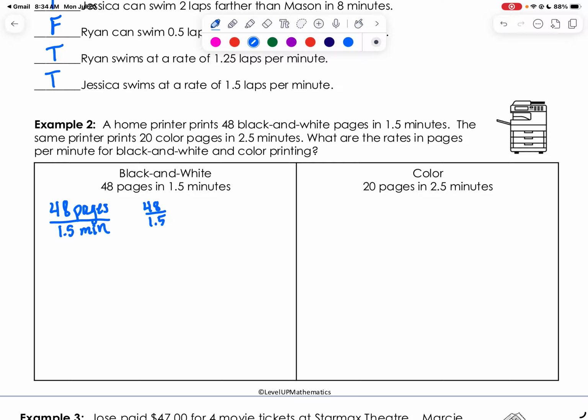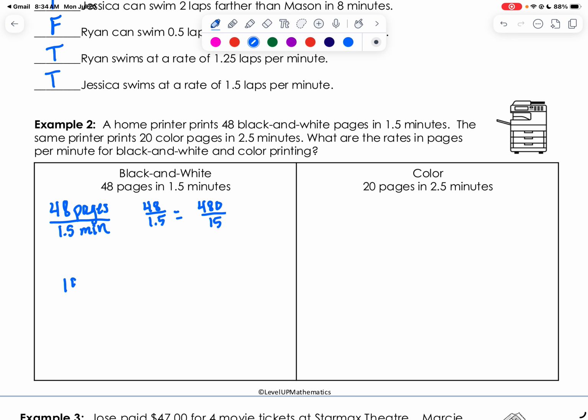But remember, when you're dividing by decimals, the denominator or your divisor has to be a whole number. So we'll just multiply those both by 10 to get 480 divided by 15. So 48 divided by 1.5 is the same thing as 480 divided by 15.